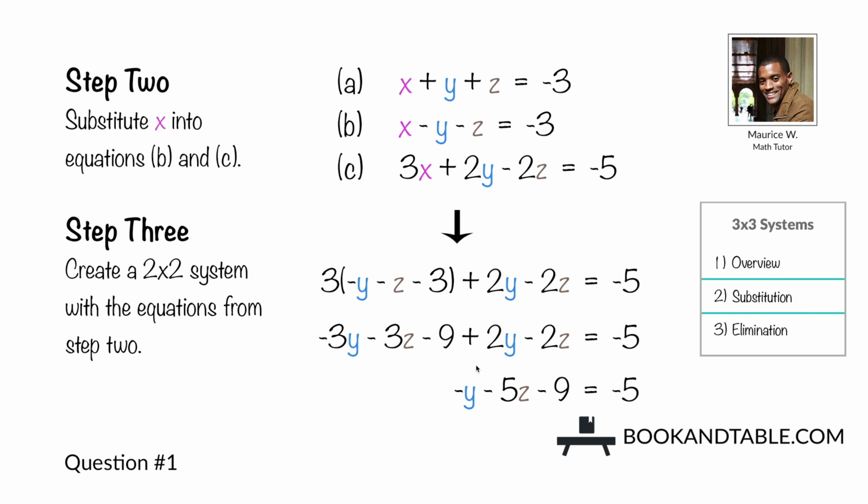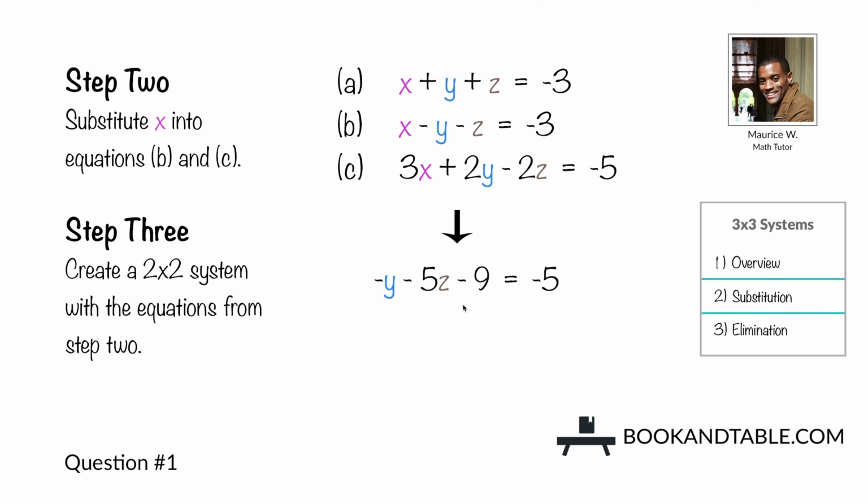And now we combine our like terms. -3y plus 2y is -y. -3z minus 2z is -5z. Minus 9 is equal to -5. And now we add 9 to both sides, giving us -y minus 5z is equal to -5 plus 9, which is 4. So now we have equations D and E, our 2x2 system. So we can use the substitution method on this 2x2 system to solve for these two variables, y and z.